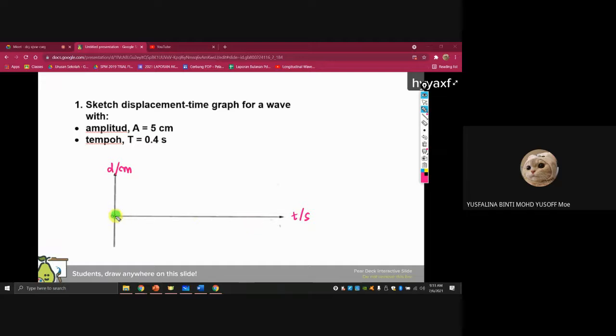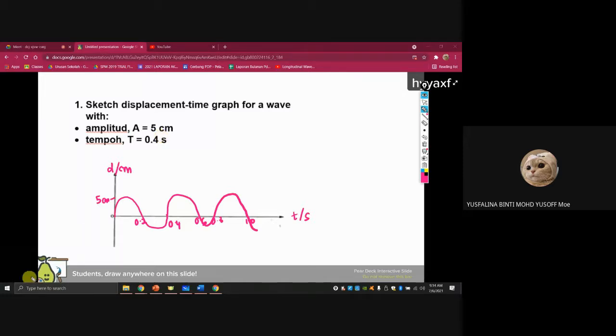And then the next one, you draw the wave. From here, this is the amplitude, 5 cm. The period here is 0.4, right? So here should be 0.2, 0.6, and this is 0.8 and this is 1.0. So that is the answer. This is how you draw the displacement against time graph if they give you the amplitude and the period value.